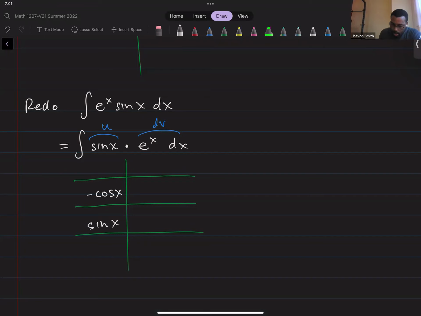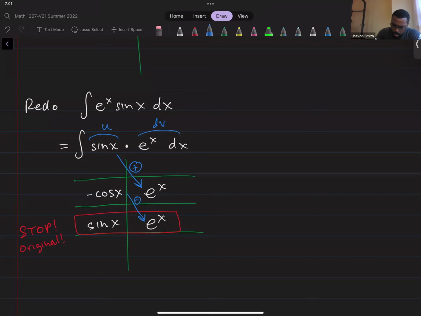Right. If I keep integrating the e to the x, I realize that I get to a row that, if I multiply across, it's just the original. It's another e to the x sine x, right? But here you stop at the original. So it turns out I would have this times this with a positive sign, this times this with a negative sign.